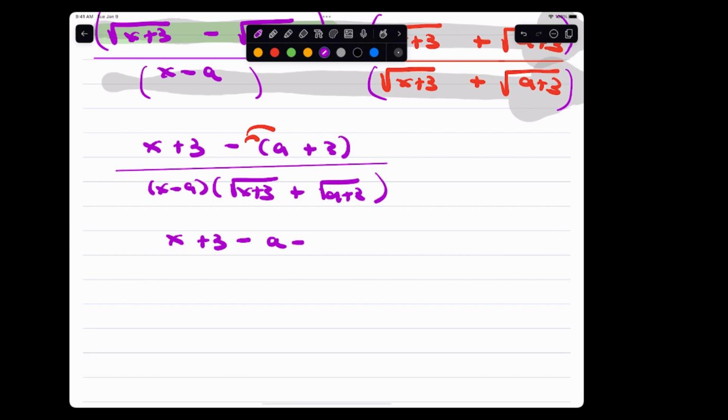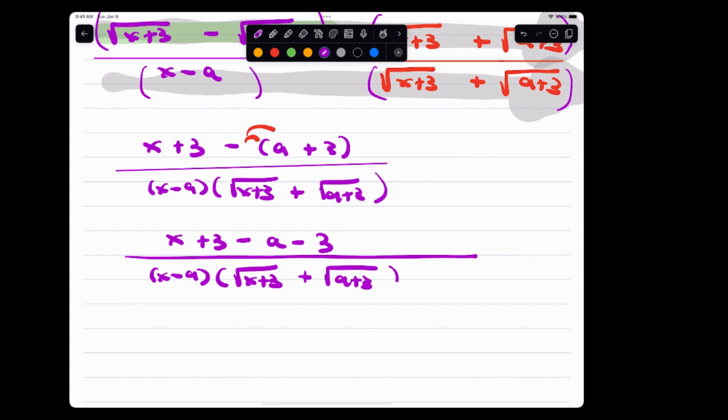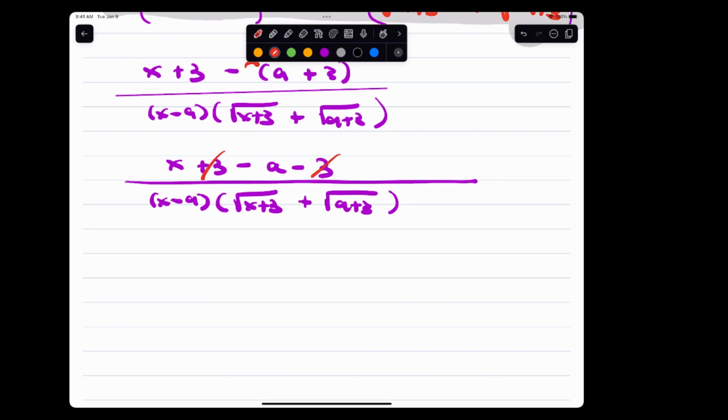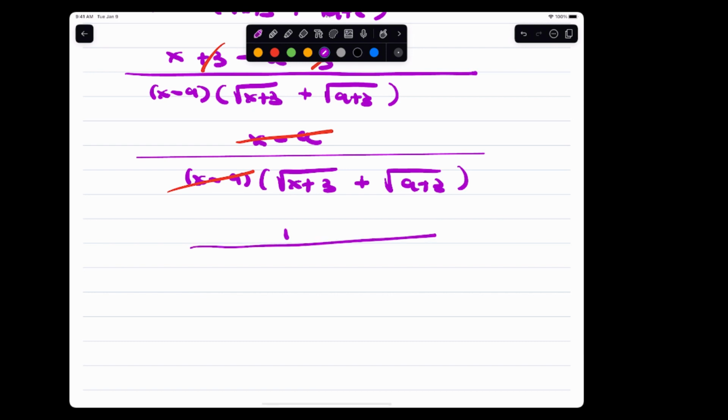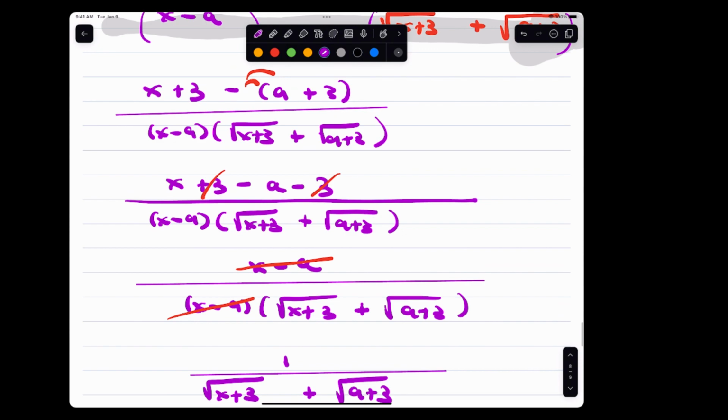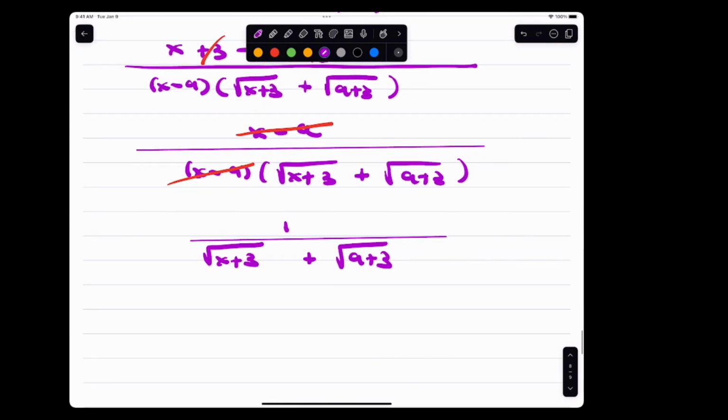What do you end up with? x plus 3 minus a minus 3, over x minus a times the square root of x plus 3 plus the square root of a plus 3. And what do you end up with? x minus a over, what happened? That x minus a. You still have the sum, square root of x plus 3 plus the square root of a plus 3. What happens now with this term? Doesn't it cancel? So what you obtain by using algebra is what you guys see here. This is what's going to happen. The problem's going to go away when you use that algebra.